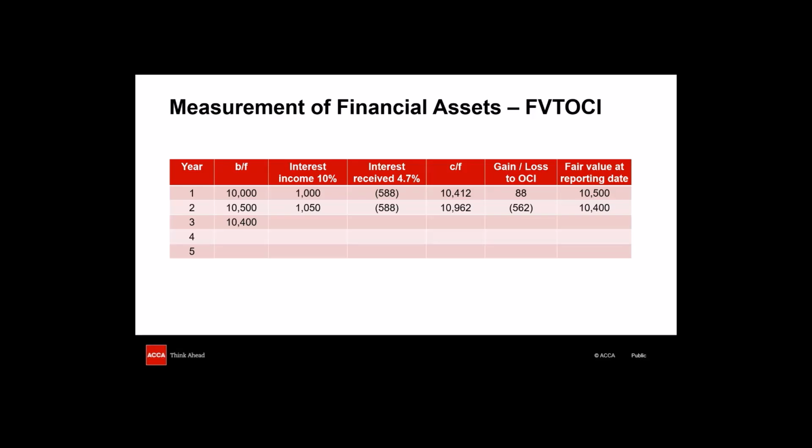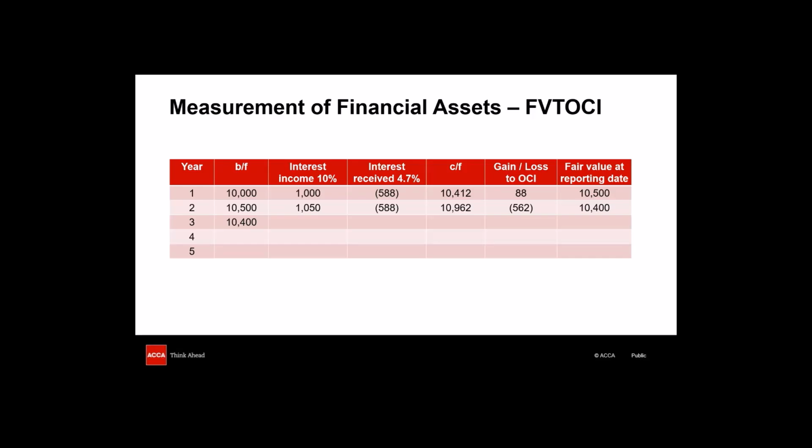Same working, we apply the effective interest rate to it. We subtract the interest received. We have the carried down balance 10,962. At that date, we evaluate the fair value again and it is 10,400. Now, the comparison over here is going to be between 10,962 and 10,400. This difference of 562, which is the loss, is going to go to OCI. This is how the working is done, so on and so forth. I've just taken an example. It is going to change with the fair value at every year end.